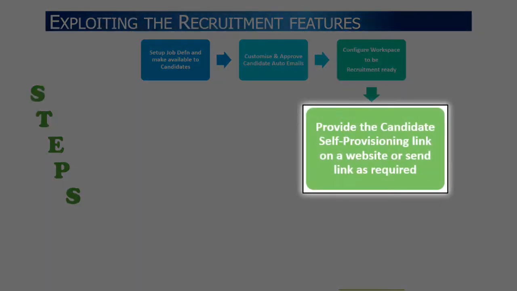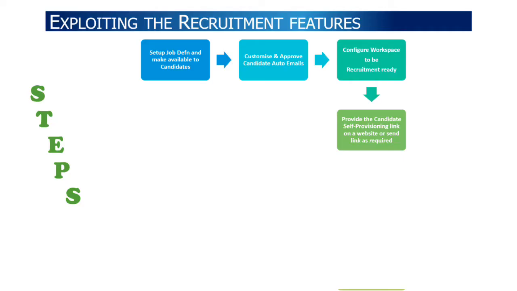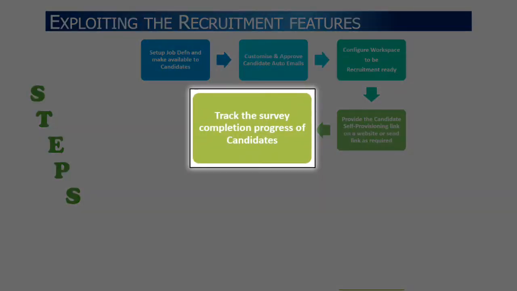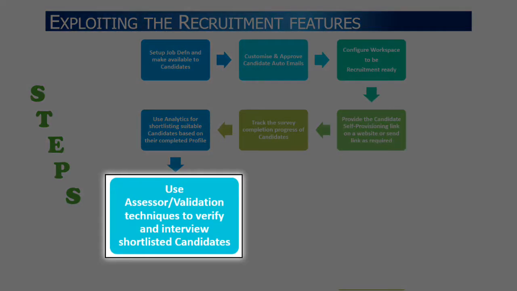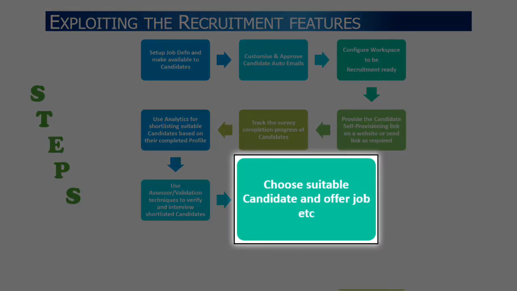At that stage, you are ready to provide the candidate self-provisioning link on a website or send the link as required. You will then need to track the survey completion for the candidate self-assessments. You can use the analytics to shortlist suitable candidates based on their completed profiles. Sophia assessor and validation techniques can be used to verify their self-assessed profiles and interview shortlisted candidates. You should now be ready to choose your suitable candidate and offer them the job, etc.